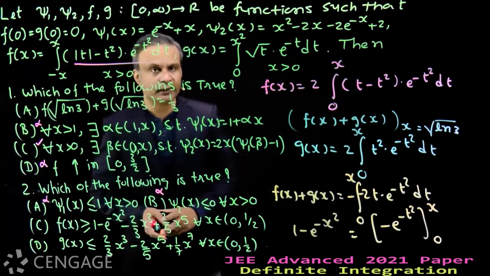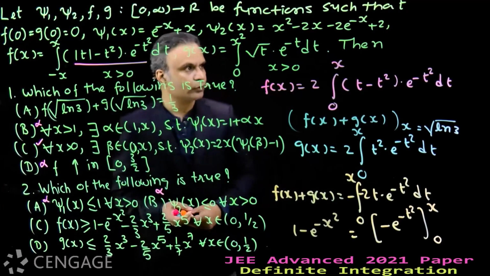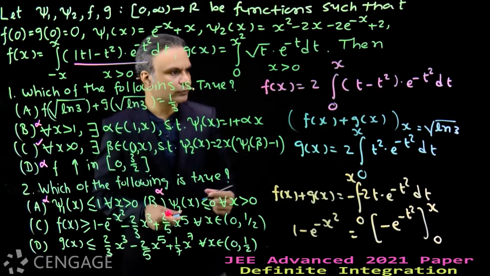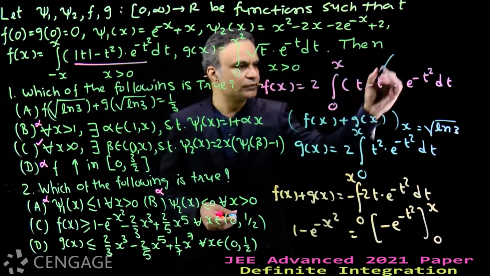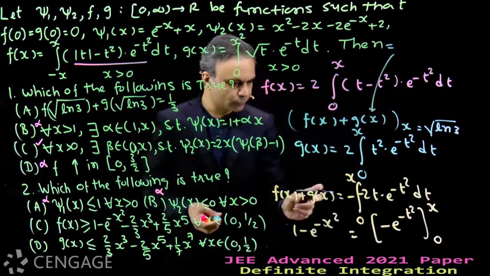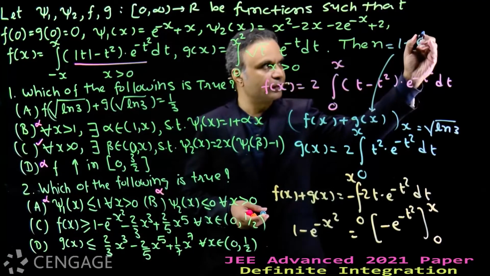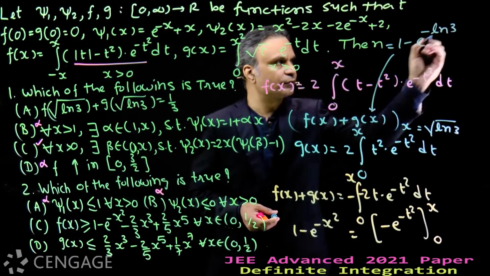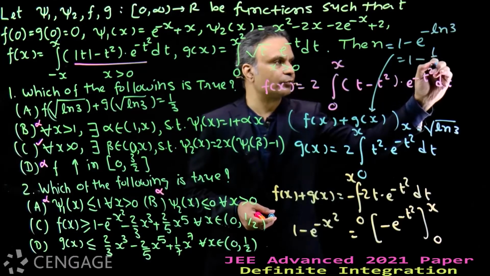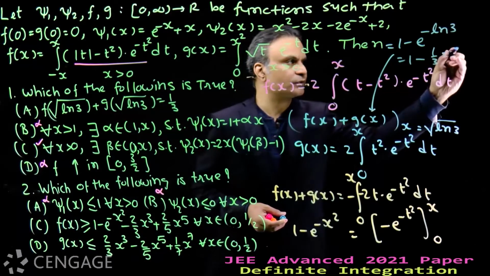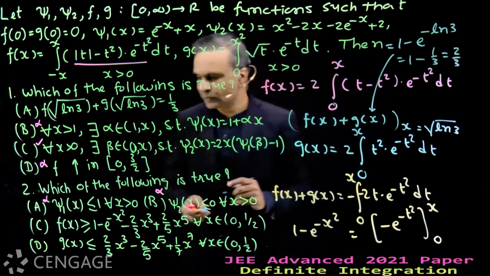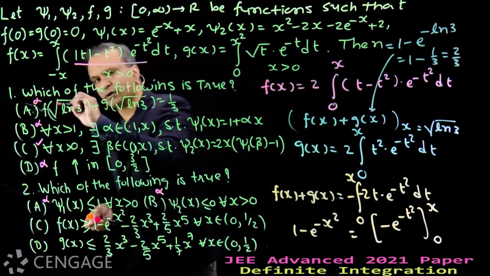And then we put here x is equal to root log 3. We find 1 minus e power minus log 3. This will be 1 minus 1 upon 3 using properties of logarithm. So this will be 2 upon 3. So this option is false.